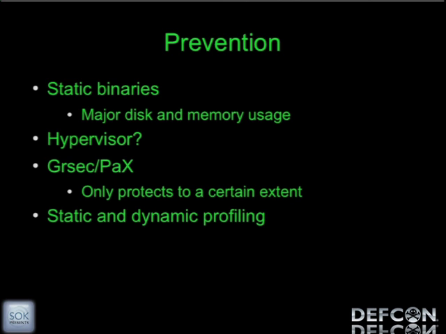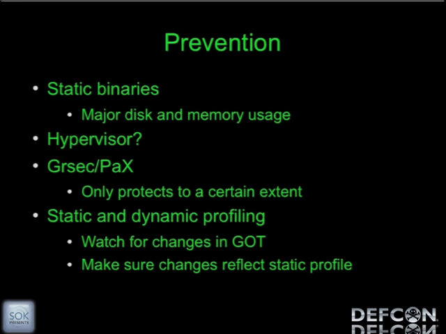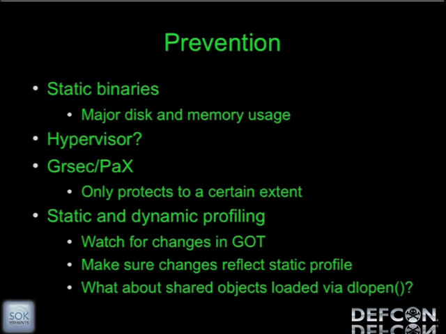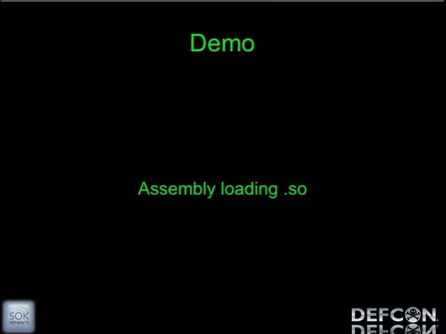So you can profile the program before it's even run and say this is what it's going to do. These are the kinds of shared objects and things that it's going to run. And you can dynamically check while it's running whether the dynamic profile matches the static profile. You'll watch for changes in the global offset table and make sure changes reflect the static profile. But what about shared objects loaded via dlopen? The static profiling doesn't help with plugin architectures. Just about every program that you use today, Firefox, Pidgin, Apache, is all plugins.